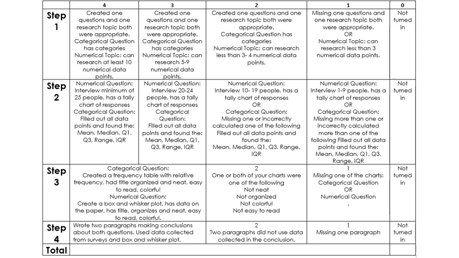For step three, your categorical question, you created a frequency table with relative frequency, had your title organized and neat, easy to read, and it is colorful. Your numerical question, you create a box and whisker plot. You have the data on the paper, you have a title. It's organized and neat and easy to read and colorful. And for step four, you wrote your two paragraphs making conclusions about both questions using data collected from surveys and box and whisker plots.